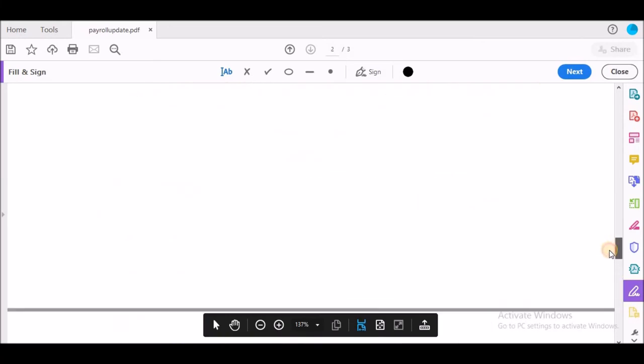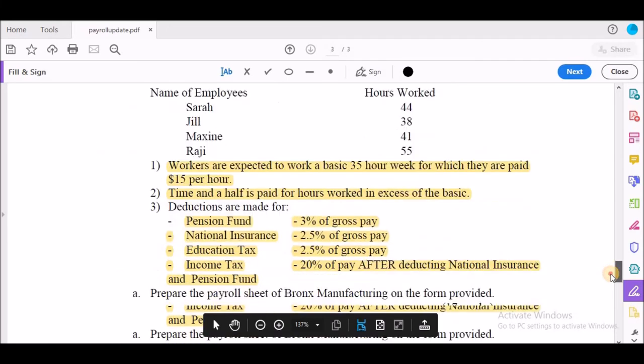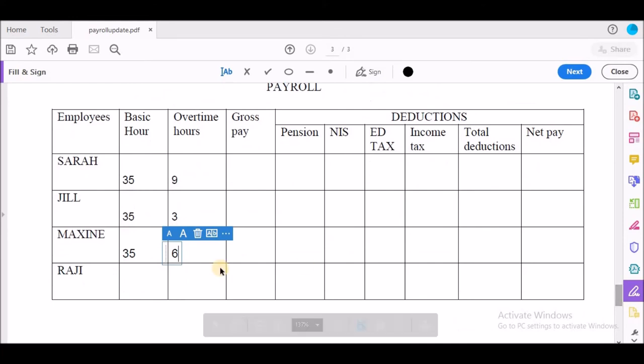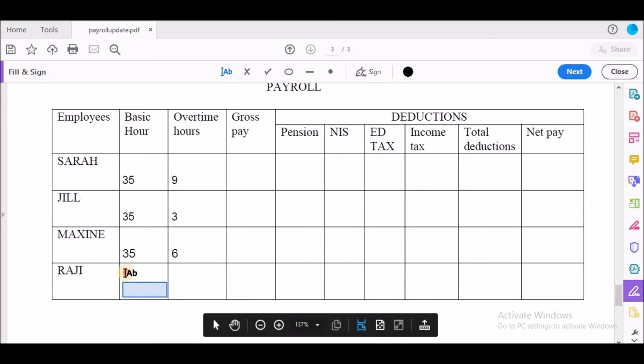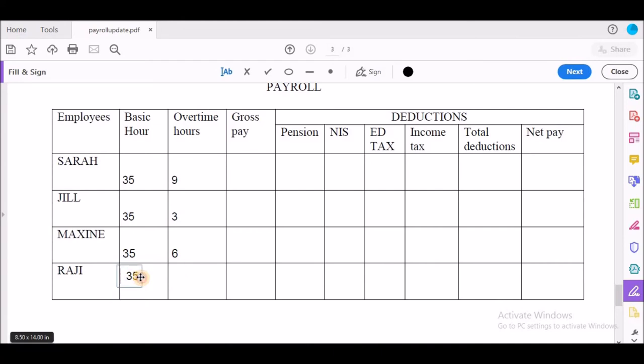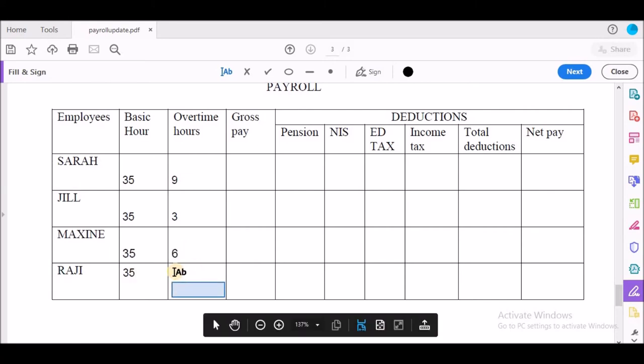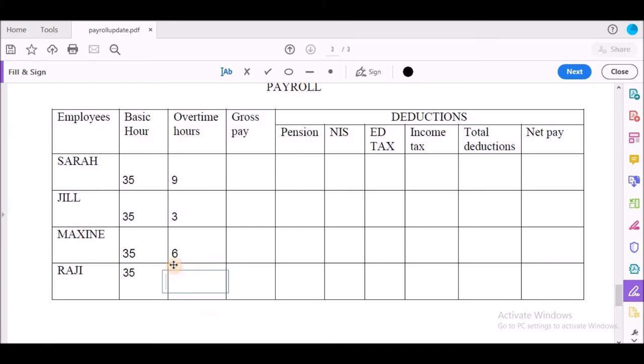And Raji, gone too far. Raji worked 55. So Raji is 35. And we need to take this 35 from 55. And he worked 20 hours overtime. Alright, good. So gross pay.